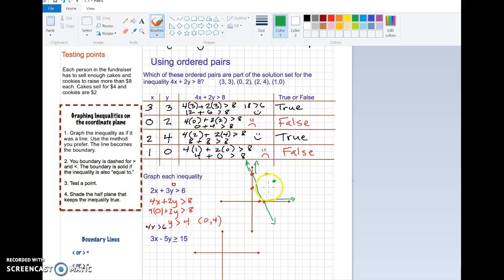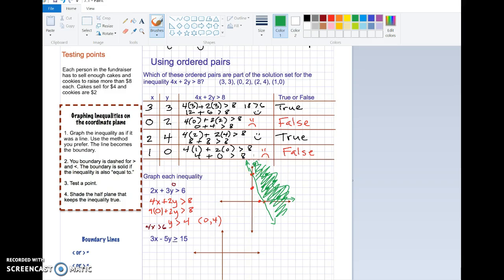That means if I picked this point right here, which is 2, 2, if I sold 2 cookies and 2 cakes, I would get 4 times 2 is 8, plus 2 times 2 is 4. That would give me 12. 12 is $12, I would make more. So really, it's everything above this line. All this area right here would make this a true statement.